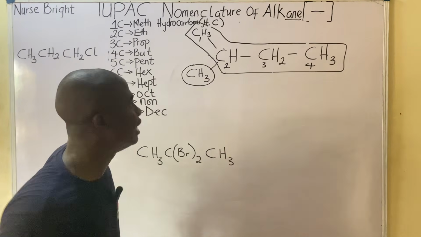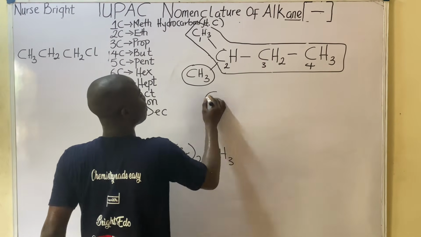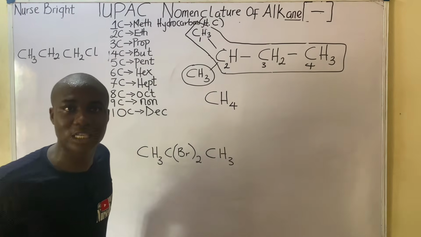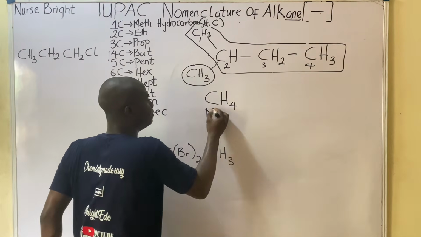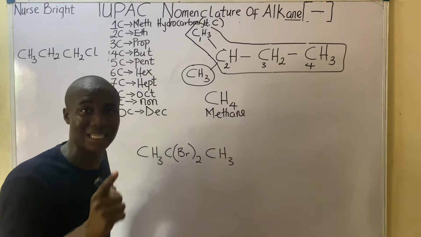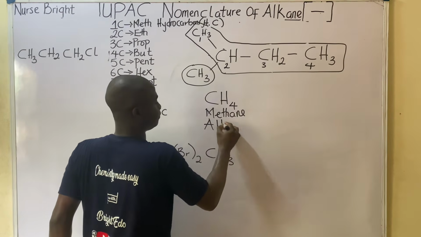Do you understand? Now, what's the chemical formula for methane? Methane chemical formula is CH4. Do you understand? CH4. This is methane. And methane, if you don't know it, please know it now. Methane chemical formula is CH4. This is methane. And methane is an alkane.